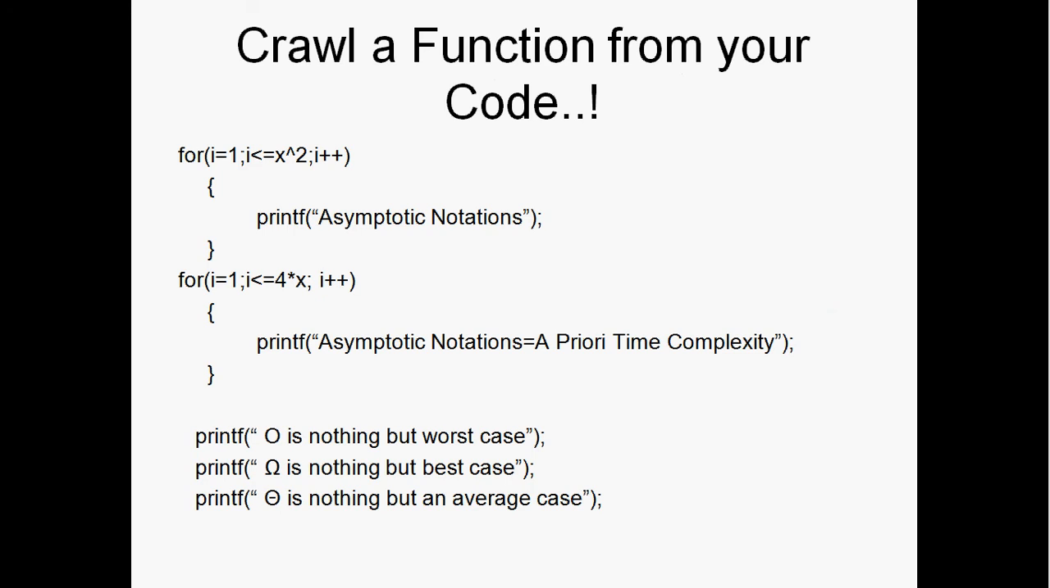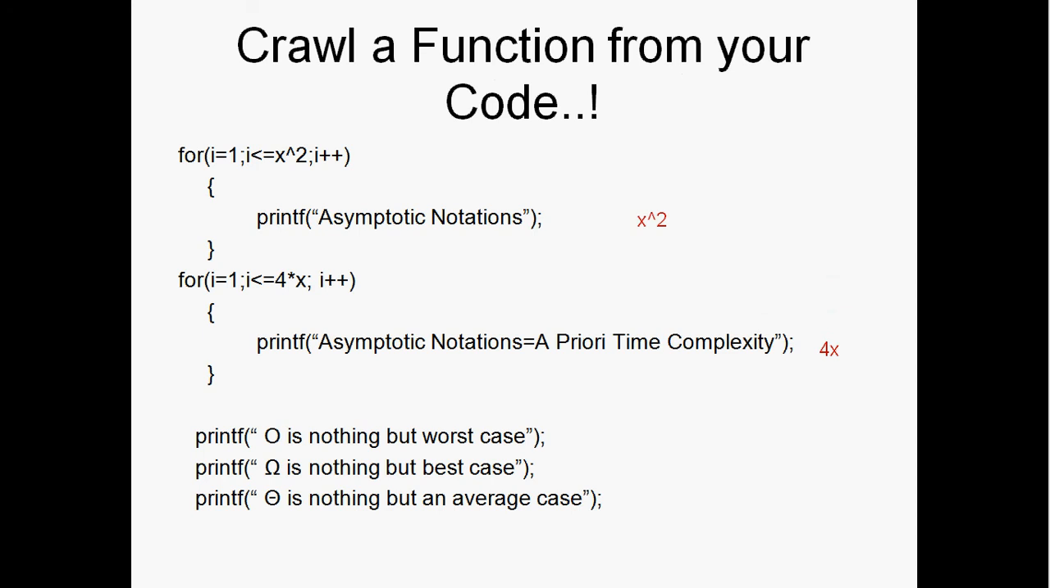You will say, how will you come to know, x is not given. Okay, x is here nothing but the number of inputs, right? Some people take n, some people take x. That makes no difference. But for any x, the first loop will run around x square times, and the second loop will run for 4x times.